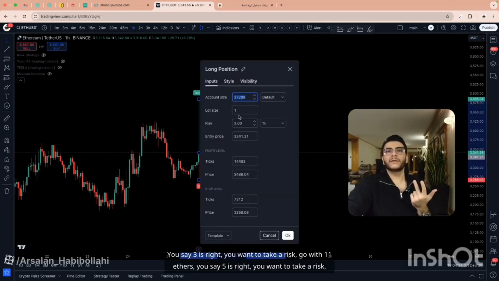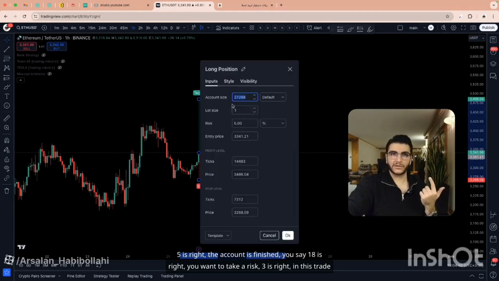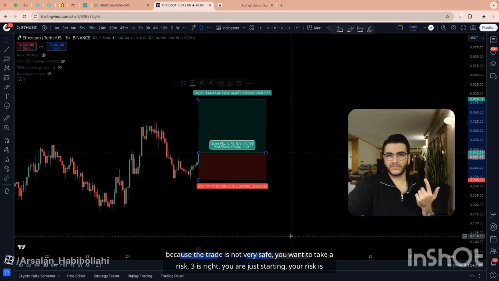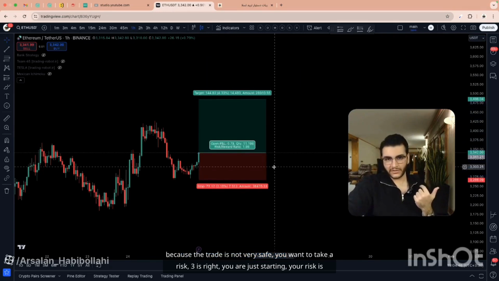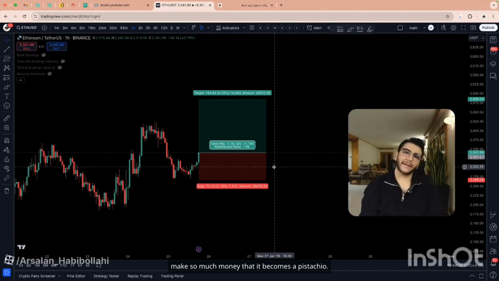It says go with 11 Ethereum. You say 5% is right, you want to take a risk. The account is finished. You say 18 is right. In this trade, because the trade is not very safe, 3% is right. You are just starting. Your risk is either 1%, or 2%, or 3%. Don't do anything else. So let your account grow.